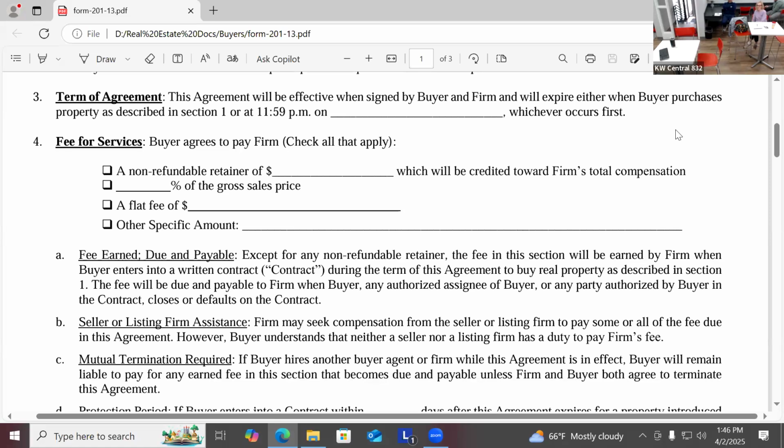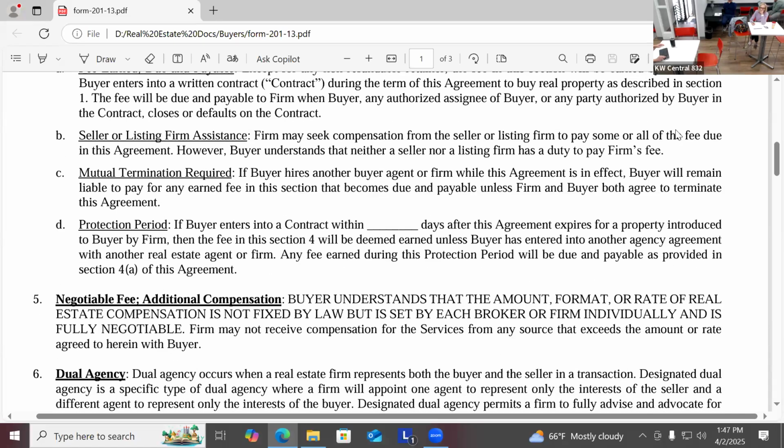And then any other specific amount is anything additional within your business model that you may ask the buyer to pay. A lot of this is standard and has not changed. Fee earned, seller or listing: firm may seek compensation from the seller or the listing firm to pay some or all of the fee due. However, buyer understands that neither seller nor listing firm has a duty to pay the firm's fee.